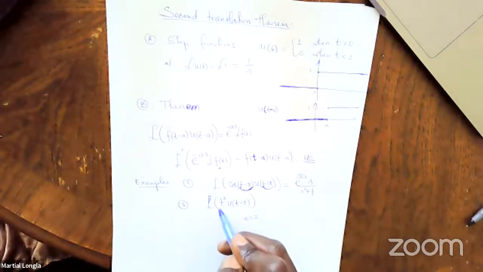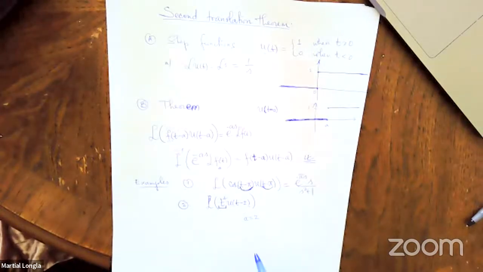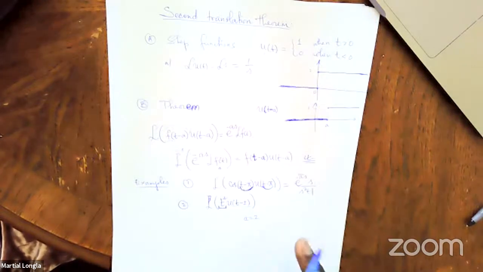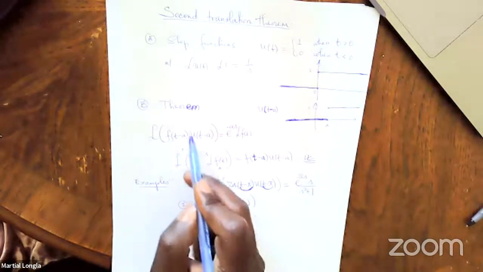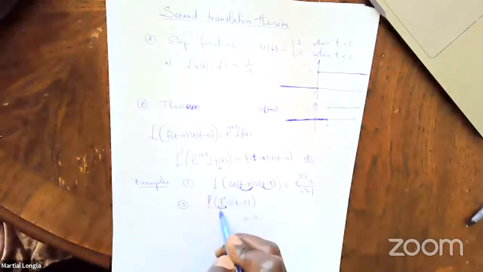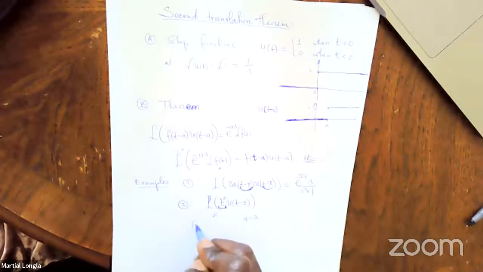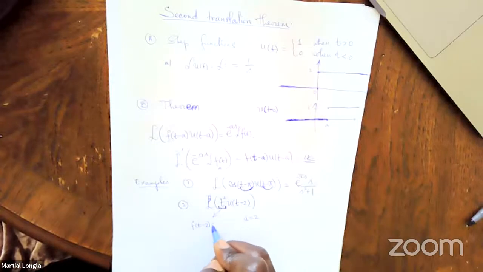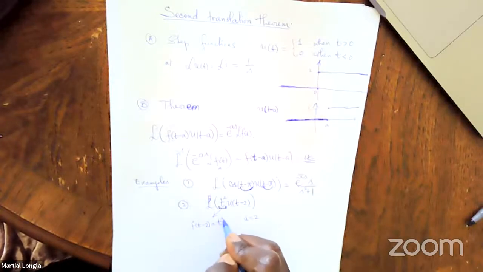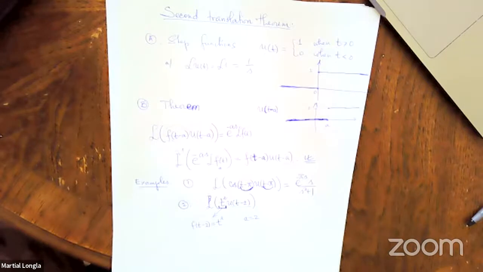But question, do I see here f of t minus 2? No, I don't see that. I don't know what f of t is here. So what I do see here, according to the formula, must be f of t minus 2. That's what I should be seeing. F of t minus 2 is t squared. Am I making sense?